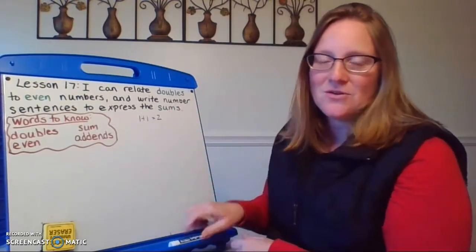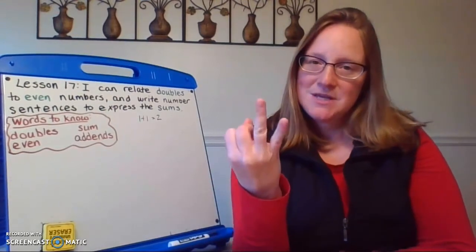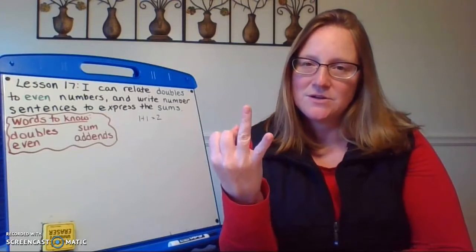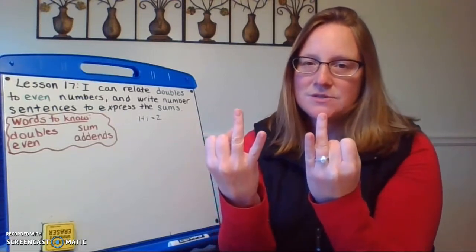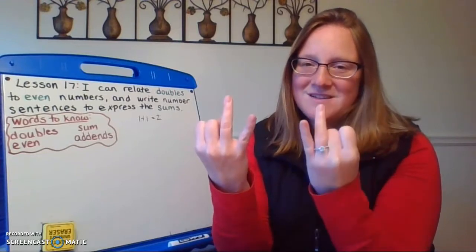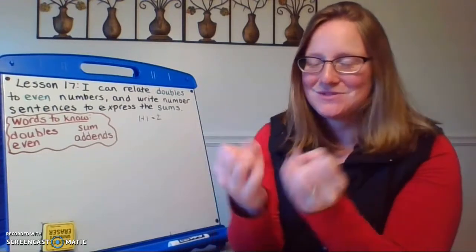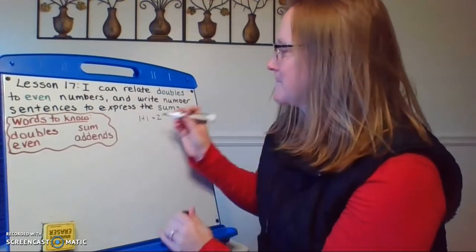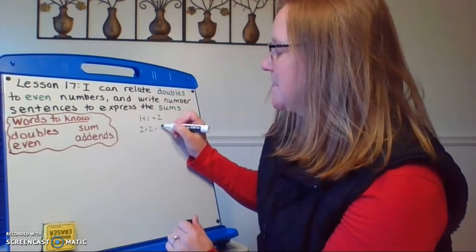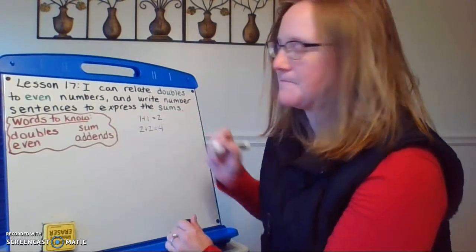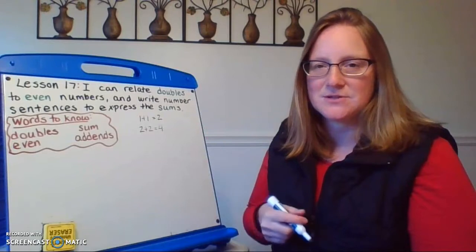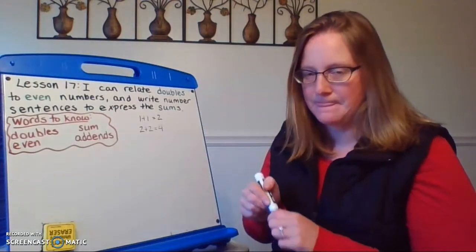Okay. Hold up your pinky, so pinky and then your ring finger. And do the same on your other side. So now it's what? 2 plus 2. Okay, let's write it down. See if you can keep going and write the doubles on your paper. 1 plus 1, 2 plus 2. Keep going until you get all the way to the end.